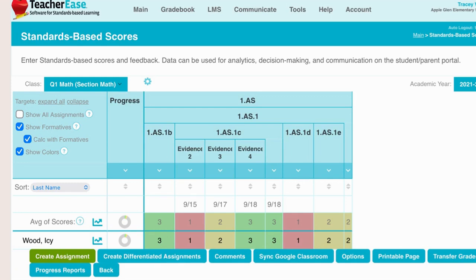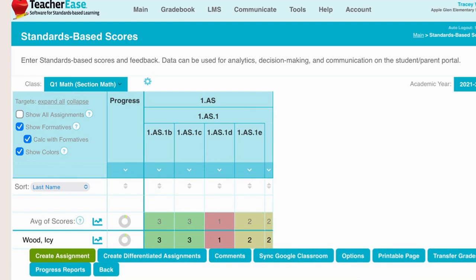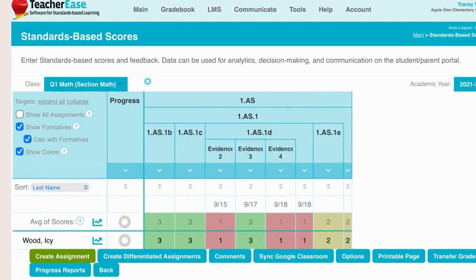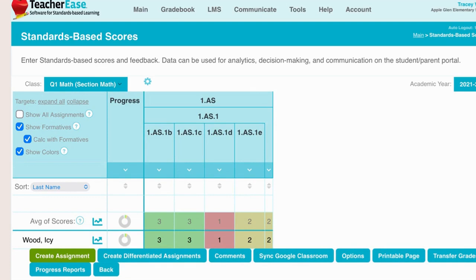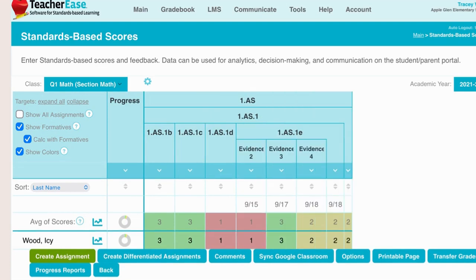I'm going to collapse that one and open the next one. Here we have 3 pieces of evidence calculating into the score, a 1, a 3, and a 1. 2 of the most recent pieces of evidence are a 1, so the student earned a 1 on this learning target. And in this last learning target, again, 3 pieces of evidence, a 1, a 3, and a 2.